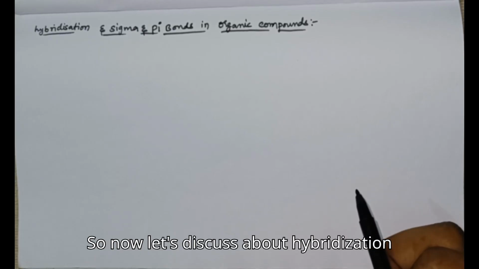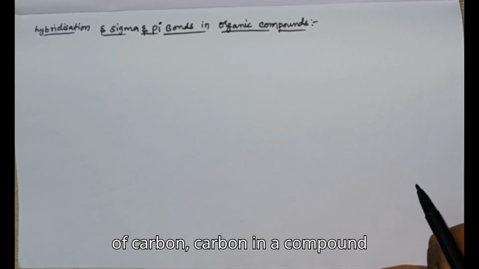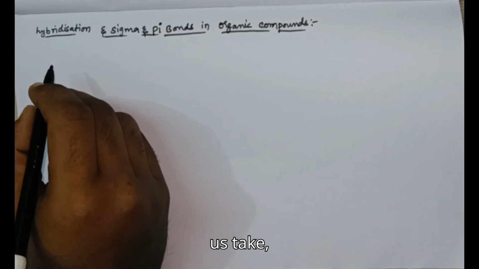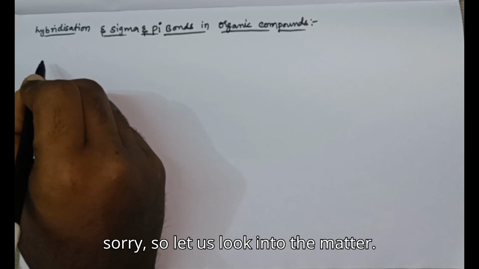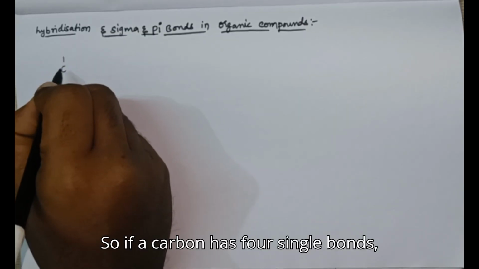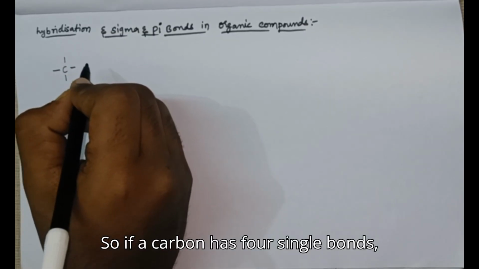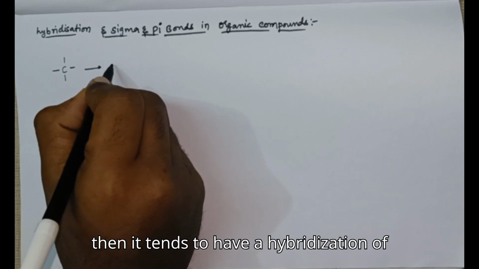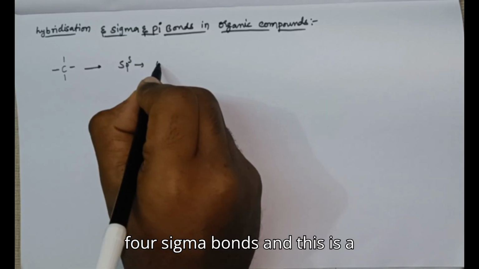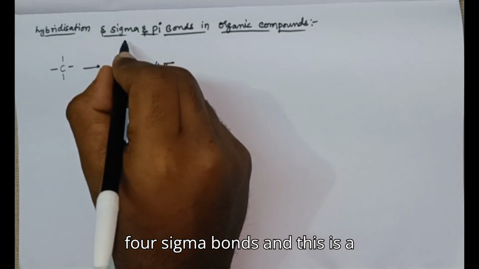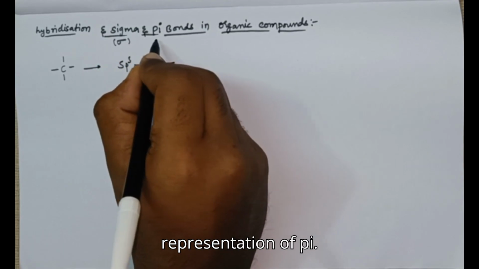Now let's discuss the hybridization of carbon in a compound, and its sigma and pi bonds in an organic compound. So if a carbon has 4 single bonds, then it tends to have sp3 hybridization along with 4 sigma bonds, and this is the representation of sigma and this is the representation of pi.